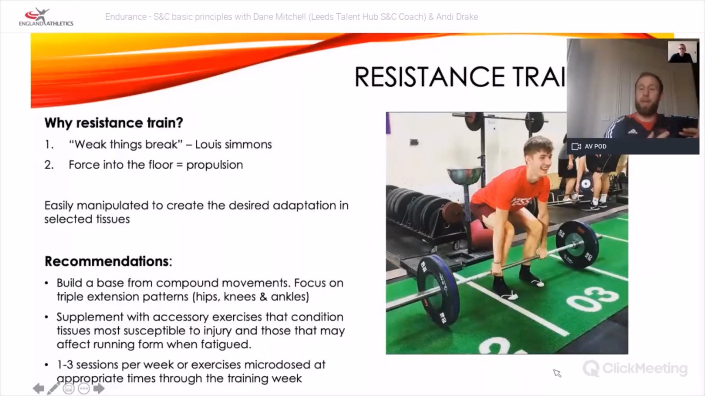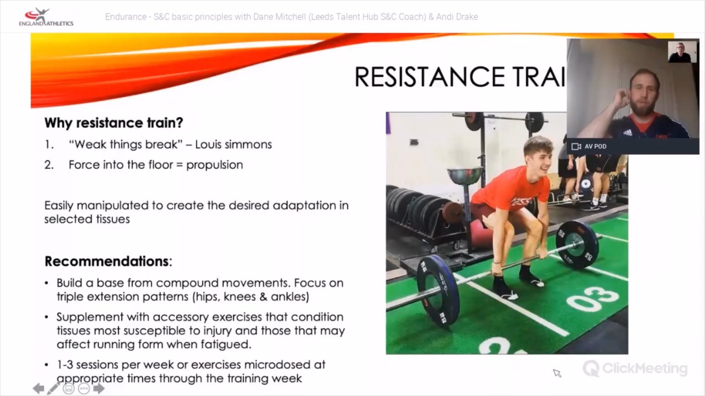If that time isn't available to you, and I appreciate you've got to fit in so many other sessions, hill sessions, long runs, tempos, track sessions, and you haven't got that time in your week, then there are other options, say, micro dosing: just doing a few exercises here and there and spreading them out in the week, maybe after an easy run, do a little bit of core work or things like that. But I'm going to share some recommendations on that in a while.